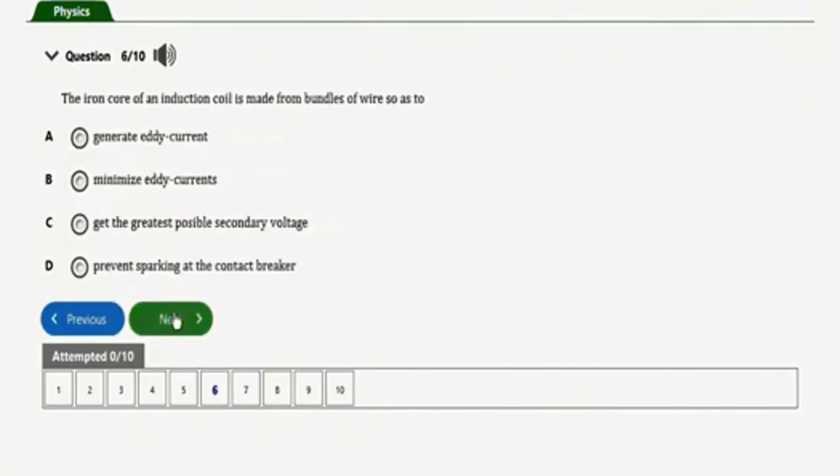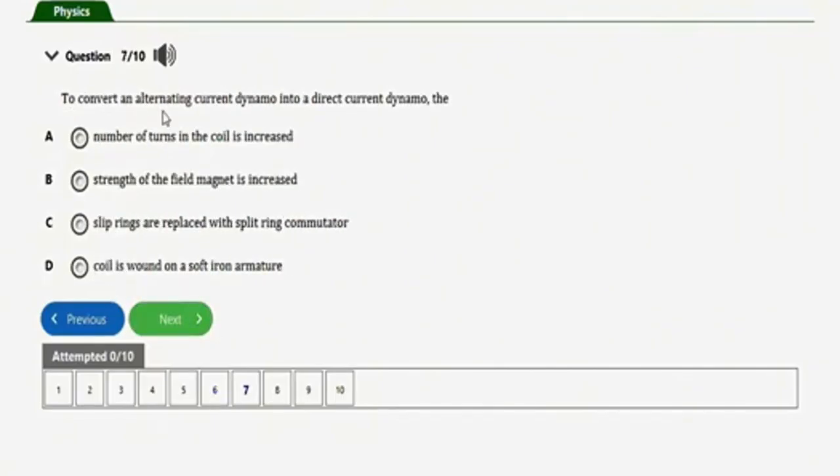The next question will be this one. It says to convert an alternating current dynamo into a direct current dynamo, the number of turns in the coil is increased, strength of the field magnet is increased, slip rings are replaced with split ring commutator, coil is wound on soft iron armature. So the right option to this question is option C, which is slip rings are replaced with split ring commutator.